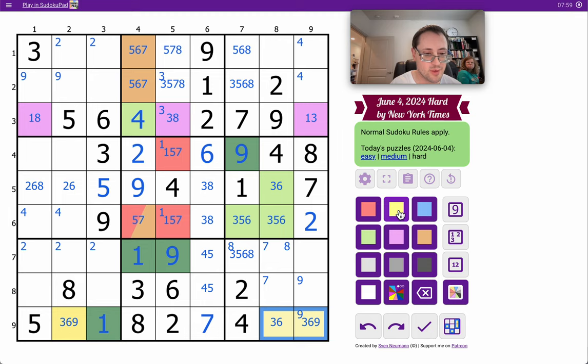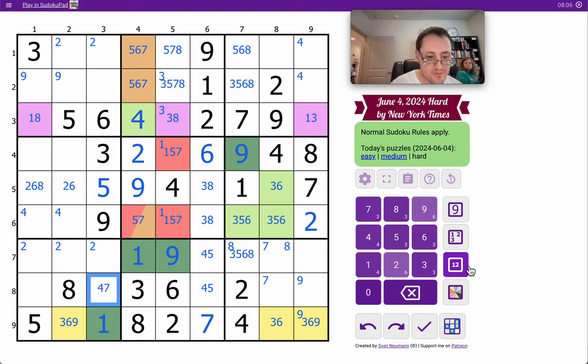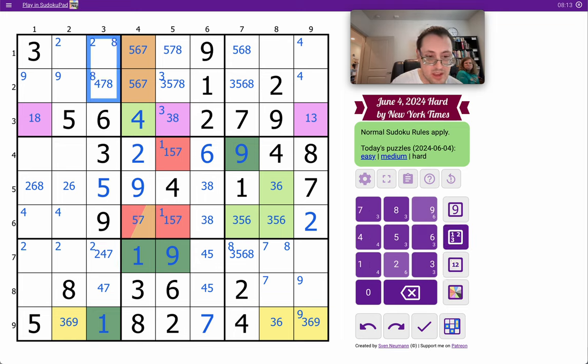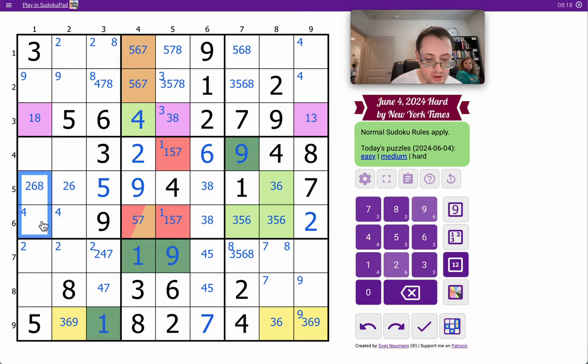Next, we try column 3, 1, 3, 5, 6, 9. I need 2, 4, 7, 8. That one's 4 or 7. That's not 8. Okay, so 8's there. Which tells me 8's one of those two. That one's limited to 4. Four. I wanted it to be 3 or 2, but I'm not there yet.